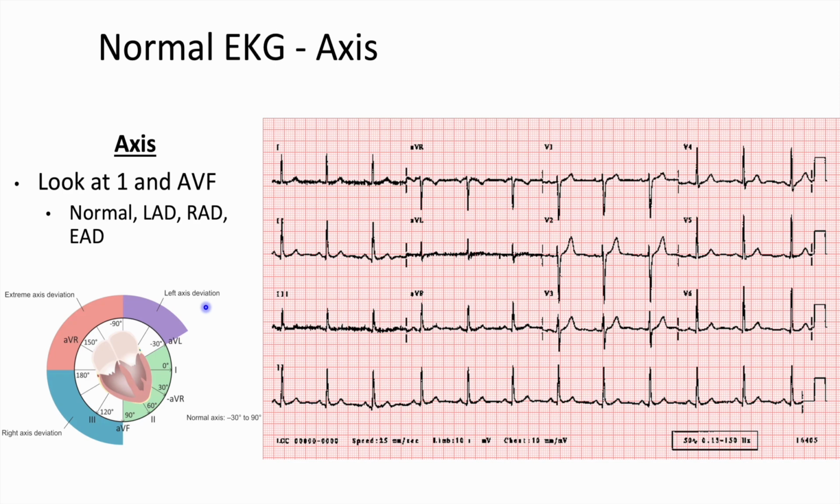And so to identify this, you want to look at leads 1 and lead AVF. And so you're going to look at the direction of the QRS complex. Is it positive or negative? And so we're going to look at examples in a little bit, but because both of them are positive here, I can tell that this is normal axis. And I'll explain the different axis deviations when we get to the examples. But so you want to look at those two signals to tell if it's axis deviation.